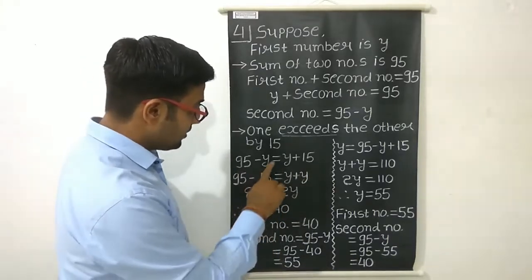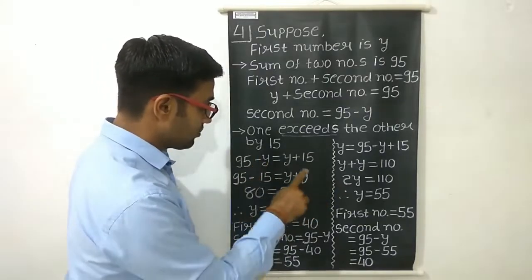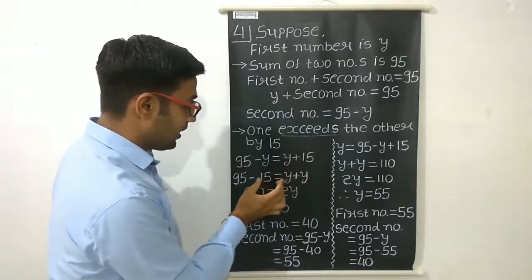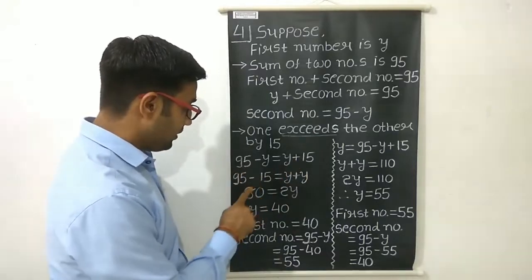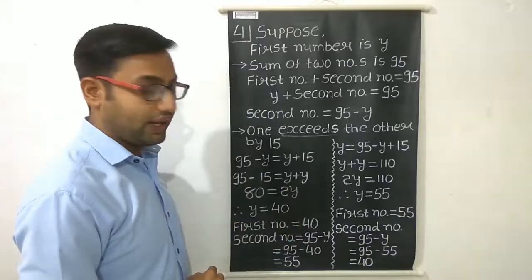So now take this y to the right hand side. This minus y becomes plus y. And by taking this 15 to the left hand side, it will become minus 15. So 95 minus 15 is equal to 80. y plus y is equal to 2y.